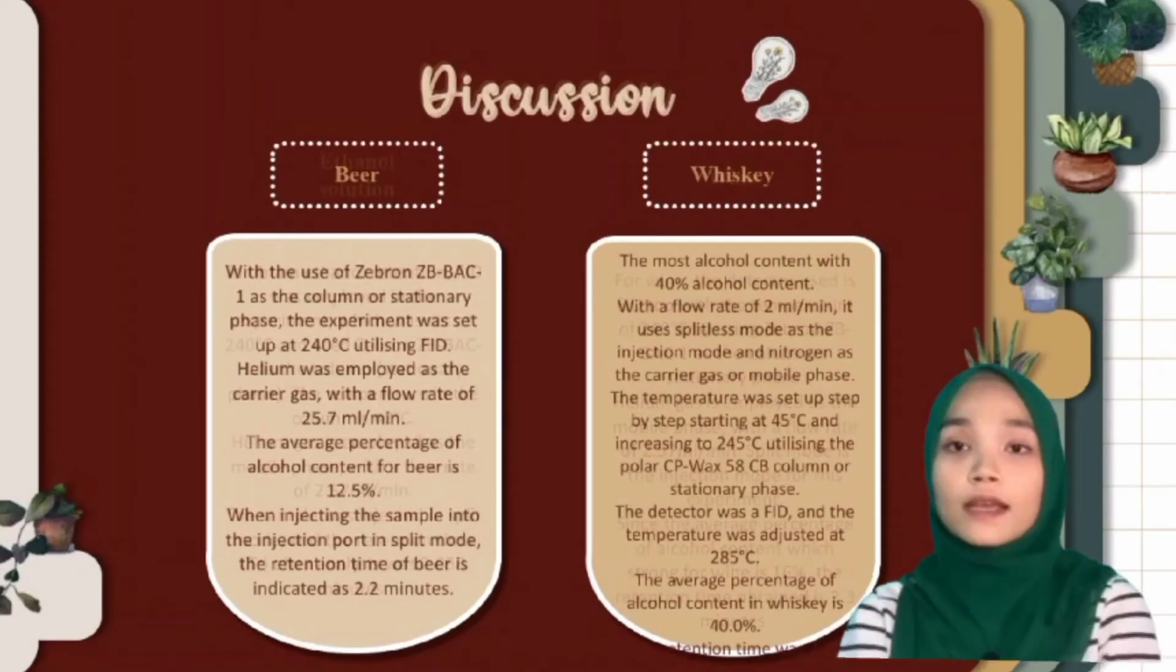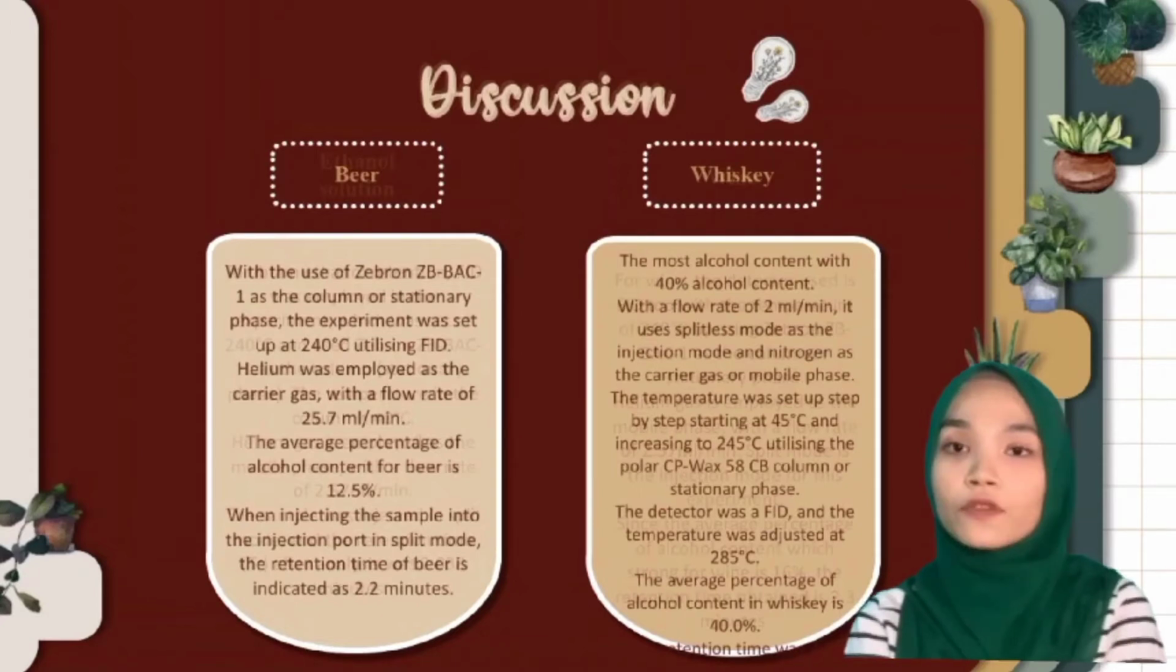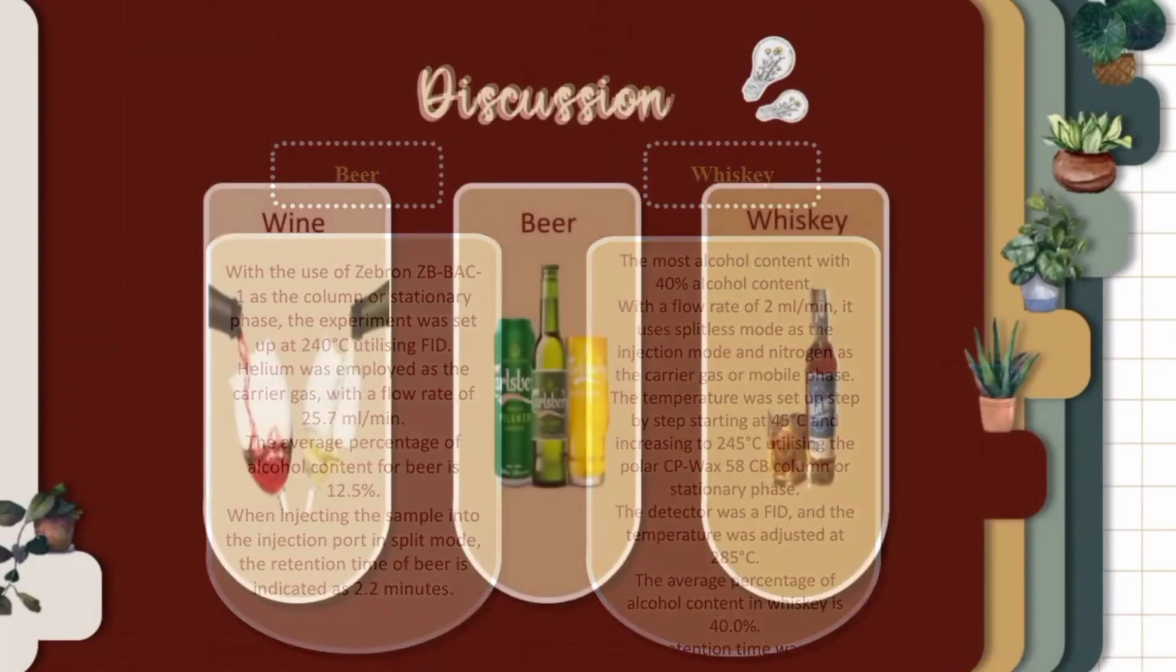Lastly, whiskey. Whiskey has the most alcohol content, with 40% alcohol content, with a flow rate of 2 ml per minute. It used split mode as the injection mode and nitrogen as the carrier gas or mobile phase. The temperature was set up step by step, starting at 45 degrees C and increasing to 245 degrees C, utilizing the polar CP-WAX 58 CB column or stationary phase. The detector was an FID and the temperature was adjusted at 285 degrees C. The average percentage of alcohol content in whiskey is 40%. The retention time was 2.73 minutes.